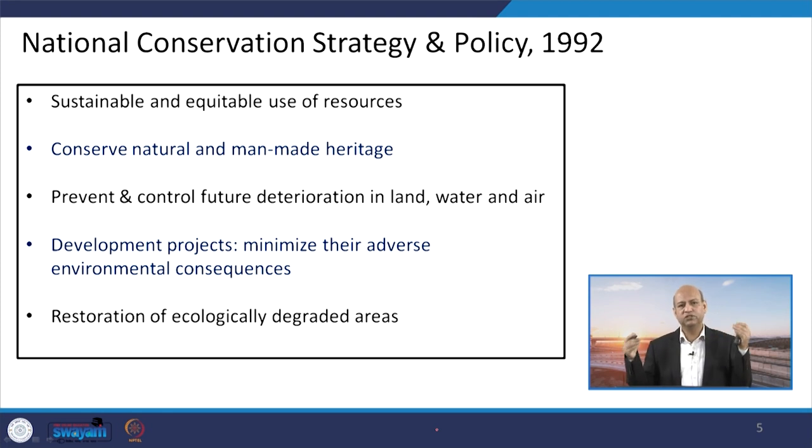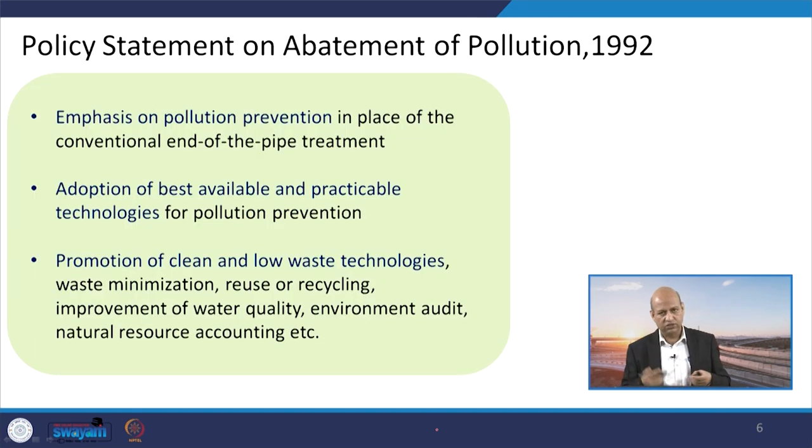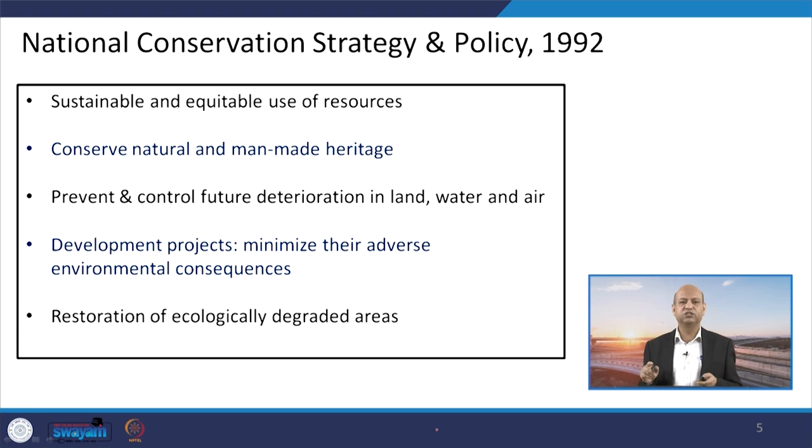We have to minimize them. So, that kind of policy and policy measures as well as technological interventions we should put in place, so that the development project should not be very negative to any kind of resource, whether it is natural or man-made. Then restoration of ecologically degraded areas, because of natural processes as well as man-made processes, some ecosystems get deteriorated over the years. So, the restoration should be part of our responsibility, part of government programs or policies. This is part of that 1992 National Conservation Strategy and Policy.